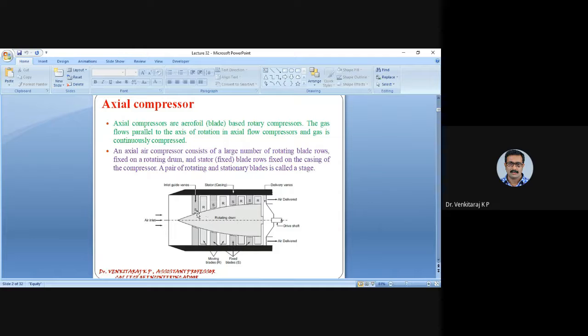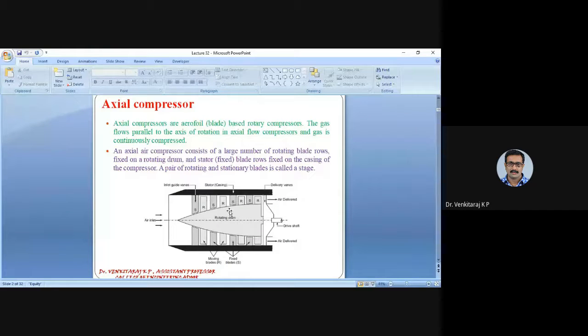Two notations are used here for the blades: one is S and the other is R. S for stator, R for rotor. So the blades which are fixed, which are represented here with the letter R, represent rotor blades. They are fixed on this rotating drum, so that constitutes the rotor. Then in addition to rotor blades, there are stator blades which are fixed on to the casing.